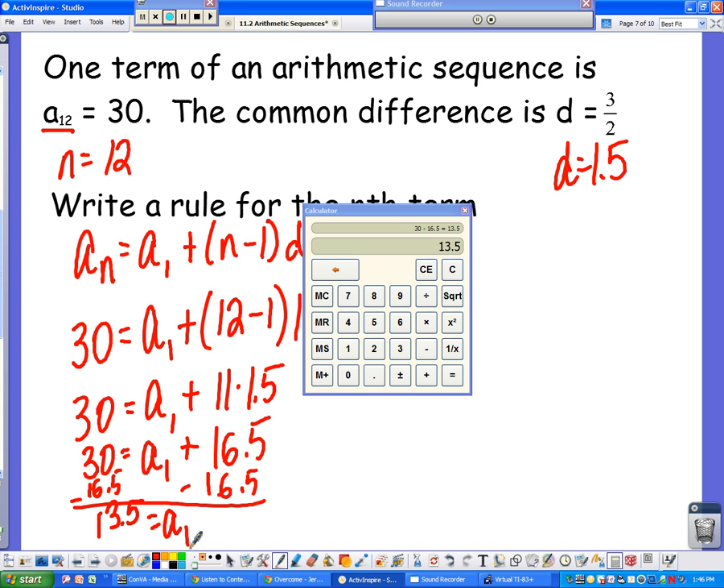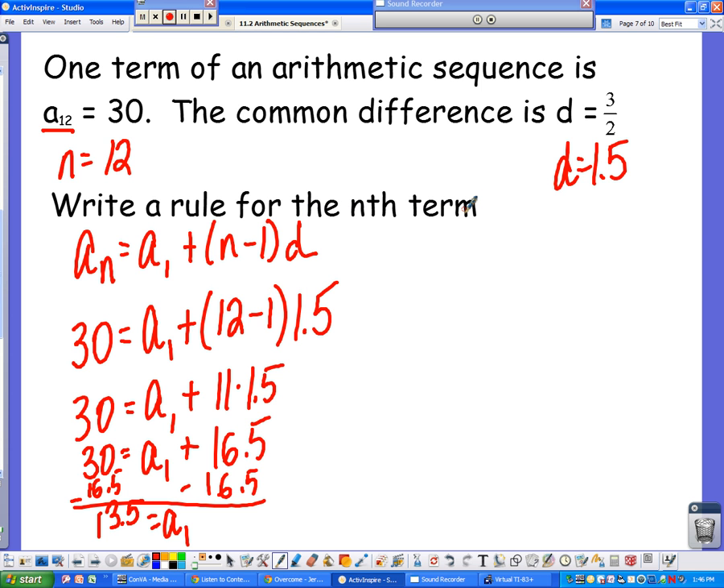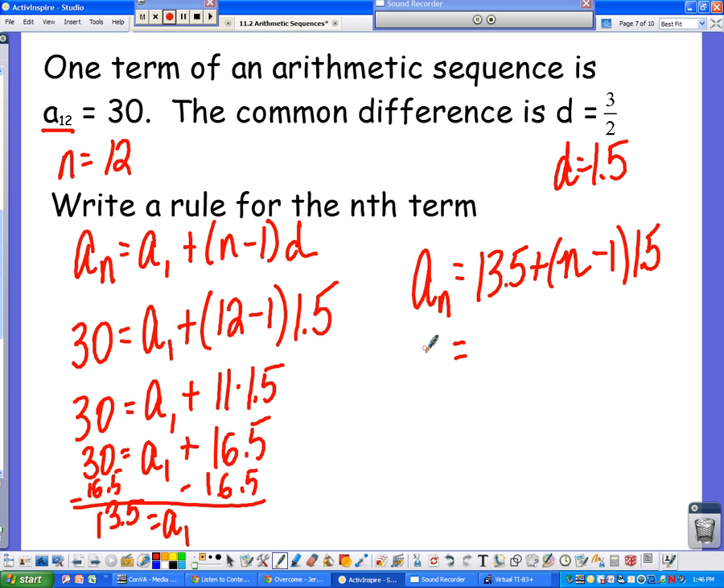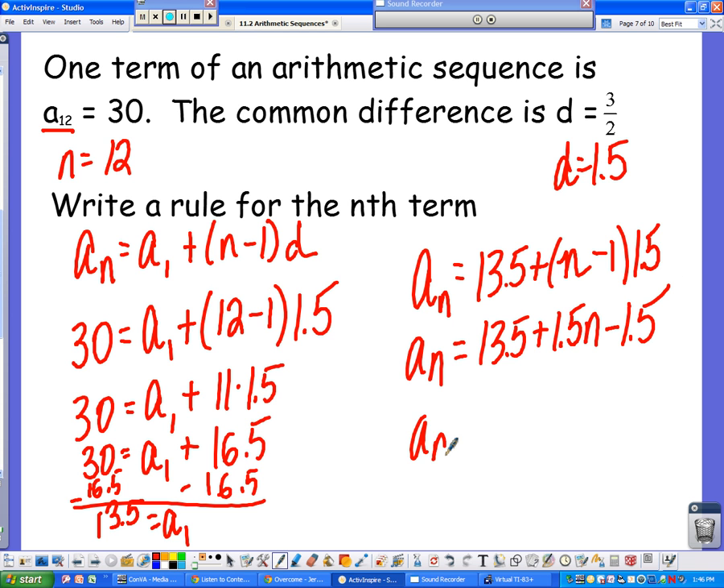Okay. So when I'm writing the rule, now I'm just going to plug in everything. But remember, I'm writing for the nth term, so it's going to be a sub n equals, and a sub 1 is 13.5 plus n is going to stay exactly what it is, because we're looking for the nth term, minus 1 times 1.5. So let's distribute it. a sub n equals 13.5 plus 1.5n minus 1.5. So 13.5 minus 1.5 gives me 12 plus 1.5n.